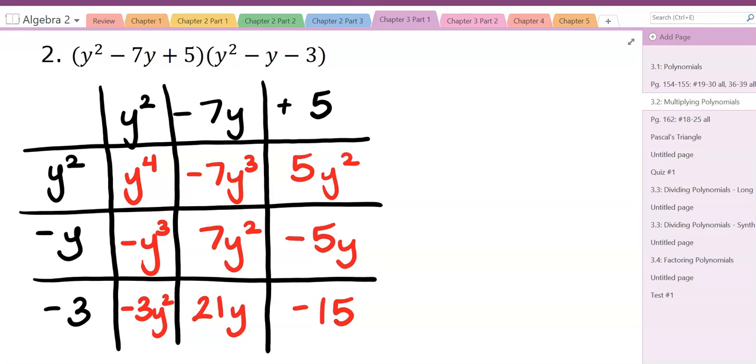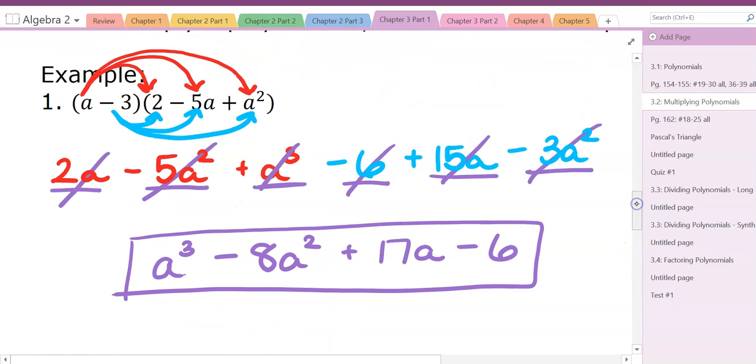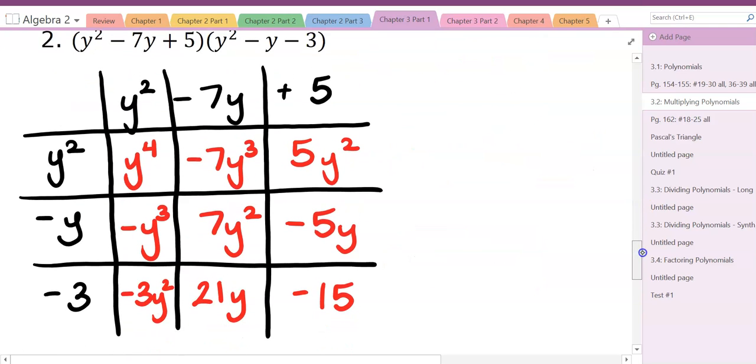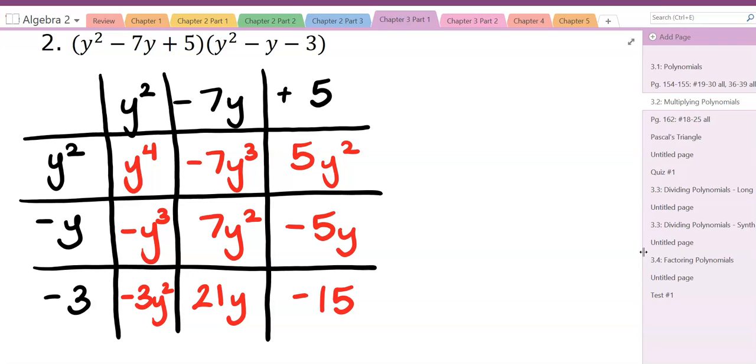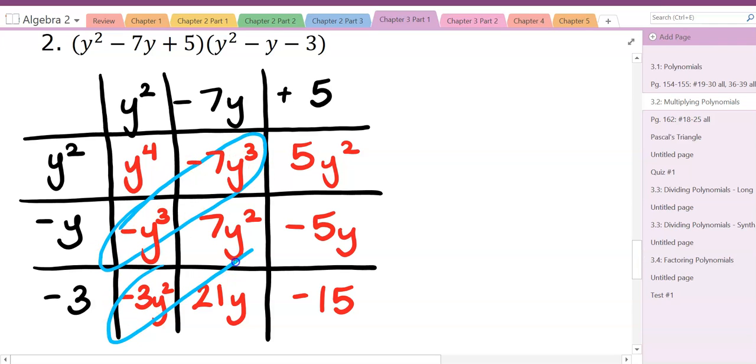But here's the other kind of neat thing that happens with this box method. Your like terms. So remember up here, guys, when we had to combine like terms? And I went through and I underlined which ones and then I crossed them off after I combined them. Look at your box. You see the pieces I'm circling here?